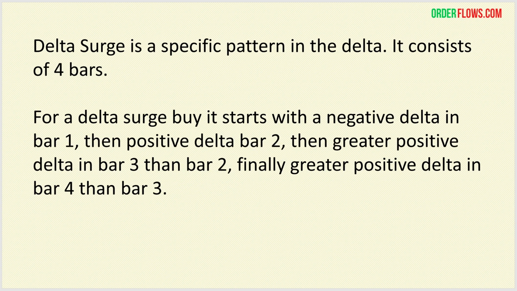So Delta Surge is a specific pattern in the delta. It consists of 4 bars. Now for a Delta Surge buy, it starts with a negative delta in bar 1. Then bar 2 has positive delta. Bar 3 has positive delta that's greater than bar 2. And finally, bar 4 has a greater positive delta than bar 3.